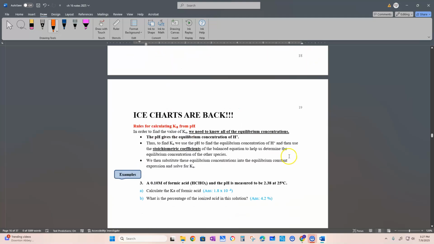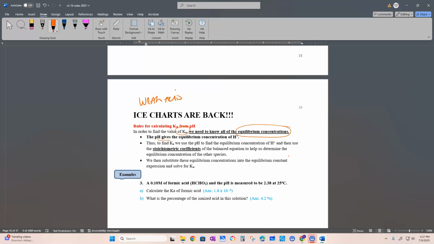So, unfortunately, with weak acids, ICE is back. Okay? ICE is back in a big way anytime you have a weak substance. So, rules for calculating Ka if you have pHs. Okay? In order to find the Ka, which looks like we're going to do a sample example right now, we need to know all the equilibrium values. So for all the equilibrium values, that's how we're going to find Ka.